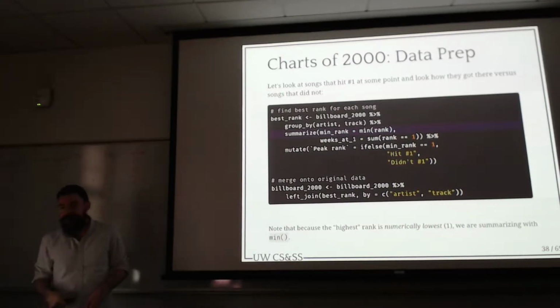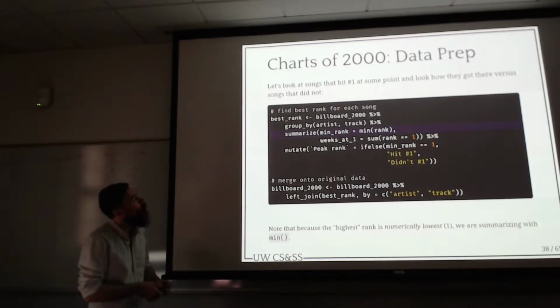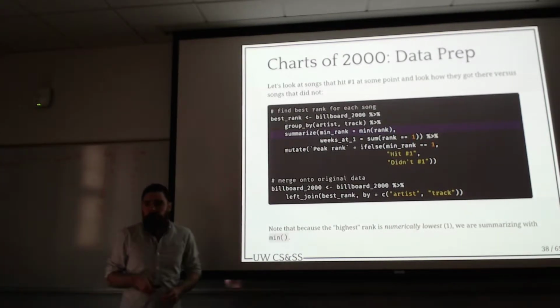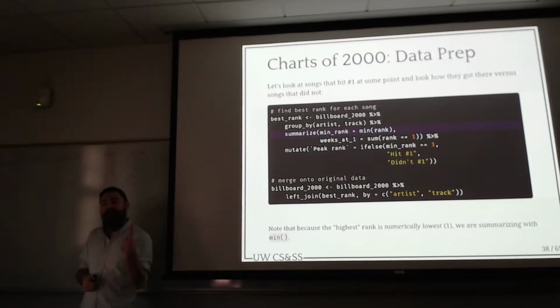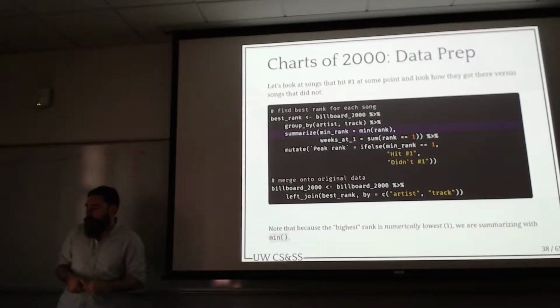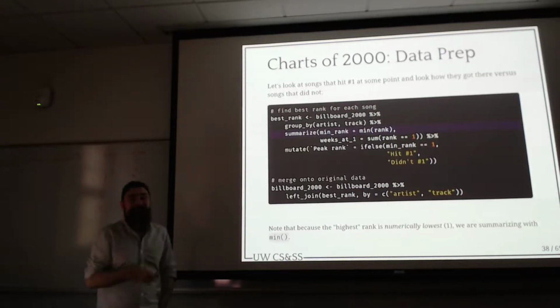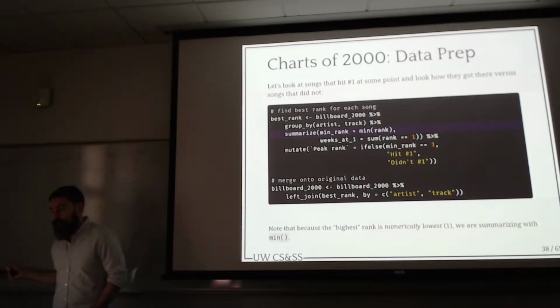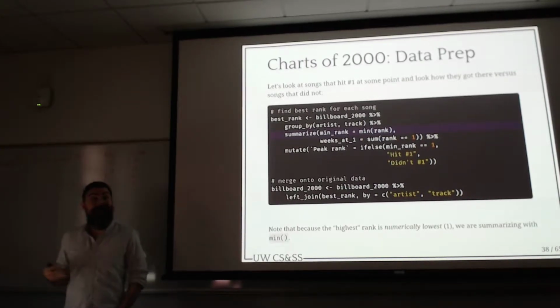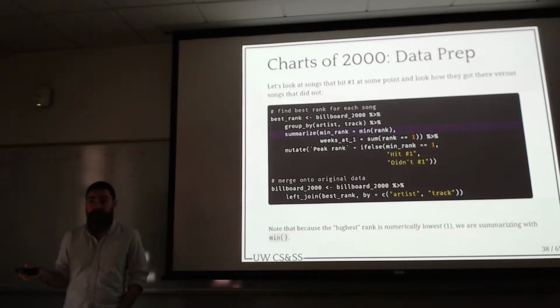Okay, so let's keep chunking around here on the top 100 of the year 2000. What I want to do is look at songs that hit number 1 at some point and see what their trajectory through the top 100 looks like compared to all the songs that never hit number 1. So what we're going to do here is first find the best rank that every song in the Billboard hit. Right? This is going to be a single number for each song. What dplyr function would we use when we want a single number for some set of rows?